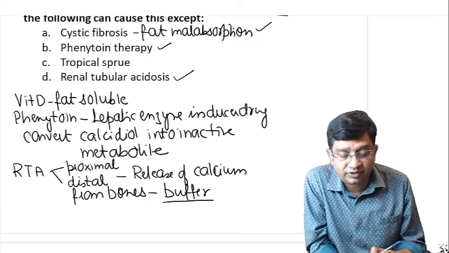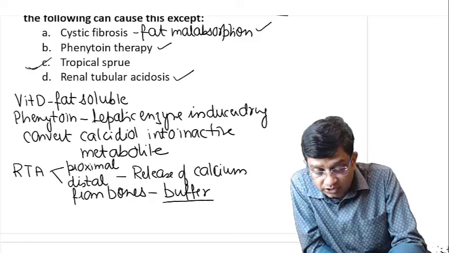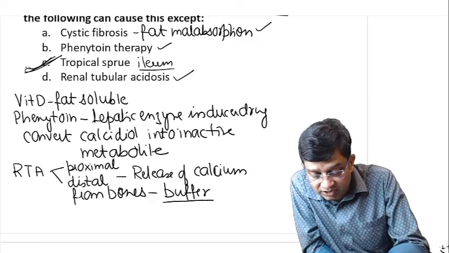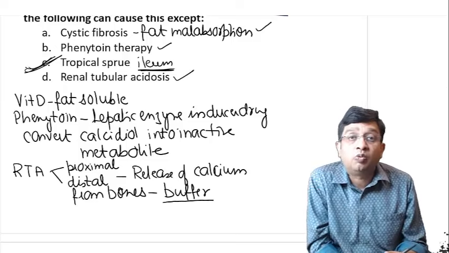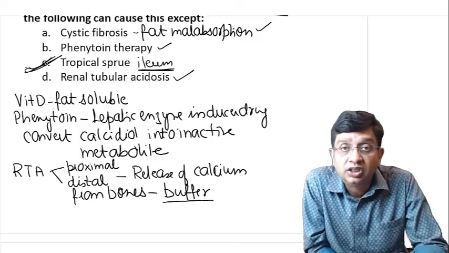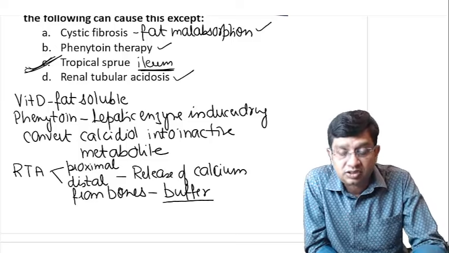So what is left now is the tropical sprue. Tropical sprue mainly affects the ileum, and if the ileum part is affected, this results in the vitamin B12 deficiency. So rest all are the causes of the vitamin D deficiency.